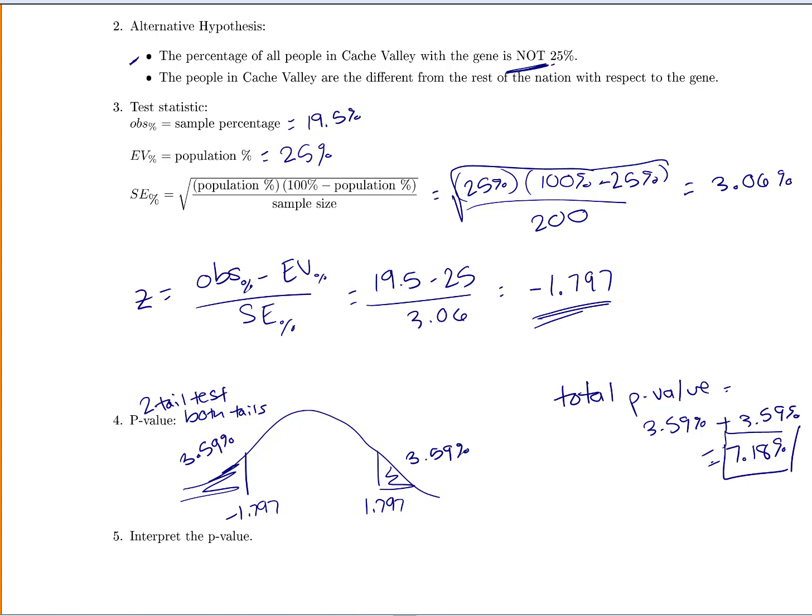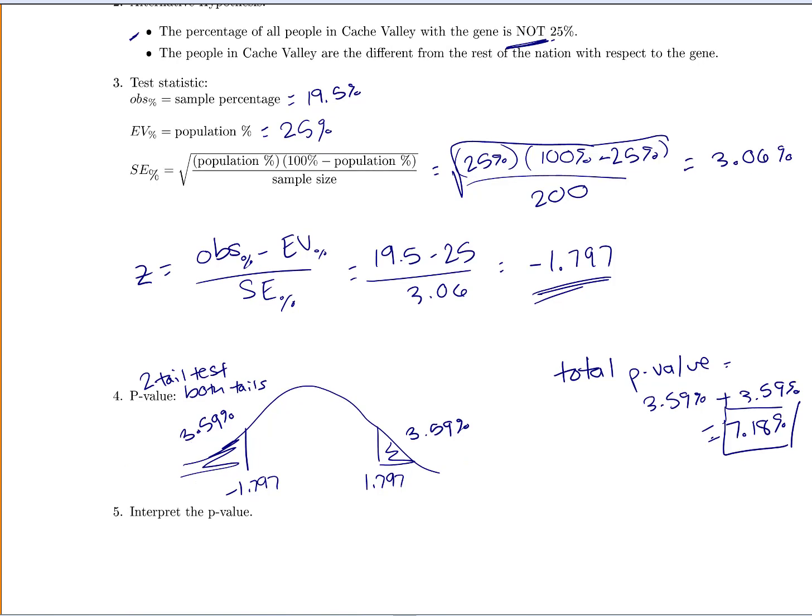Notice this is going to be a big p-value, whereas if I'd only had one tail, I would have ended up with a small p-value. So that difference between one or two tails can make a big difference. So you always have to pay attention.